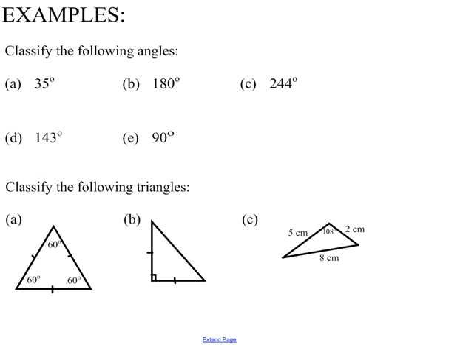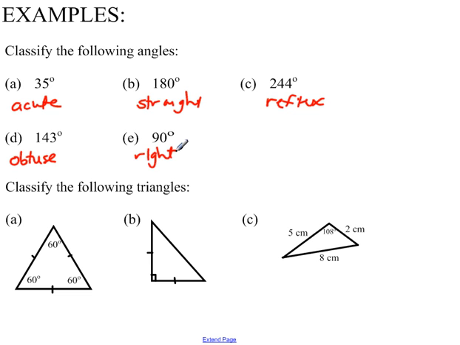Now moving on to some more examples. How do we classify? Again, this should be very, very quick review. 35 degrees is known as an acute angle. 180 is known as a straight angle. 244 is more than 180, so it's called a reflex angle. 143 degrees is an obtuse angle. 90 degrees is a right angle.